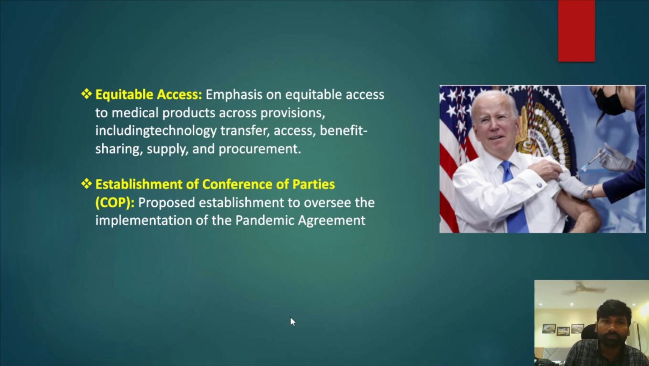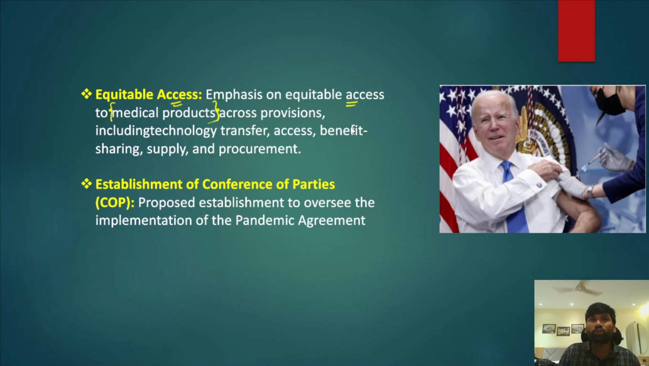And next, we need to look at equitable access as a major aspect. Now, emphasis on equitable access to medical products. When I say emphasis on equitable access to medical products, that essentially means that there will be no distinction between rich and poor. There will be no distinction between two different genders, and there will be no discrimination among the different sections of the society.